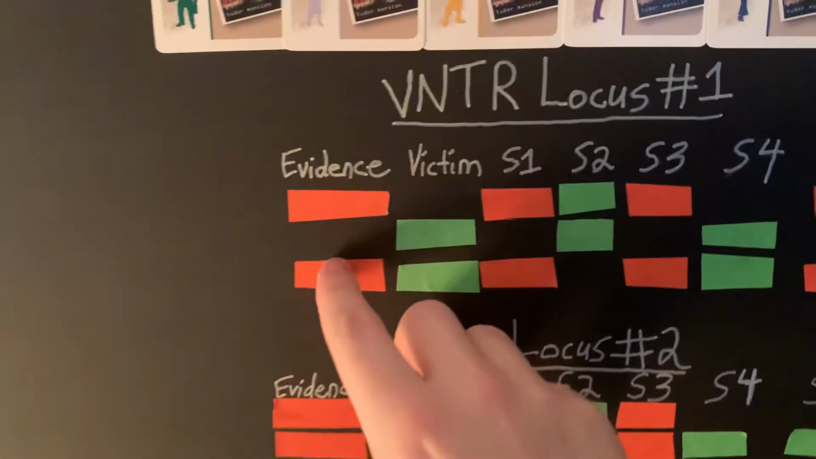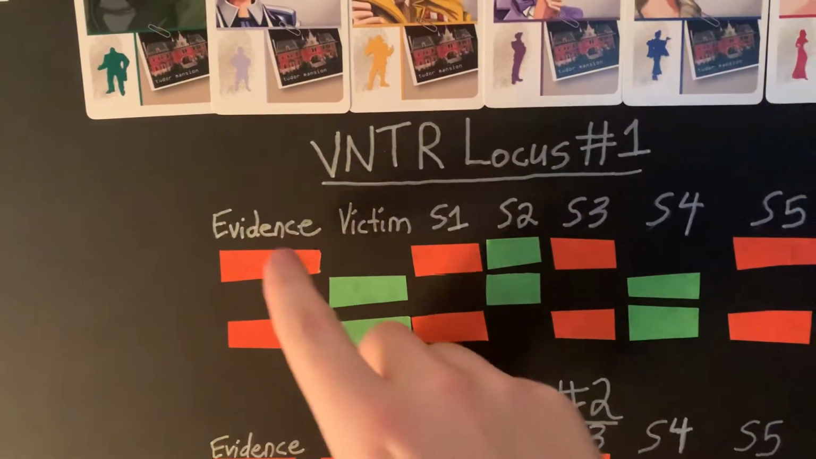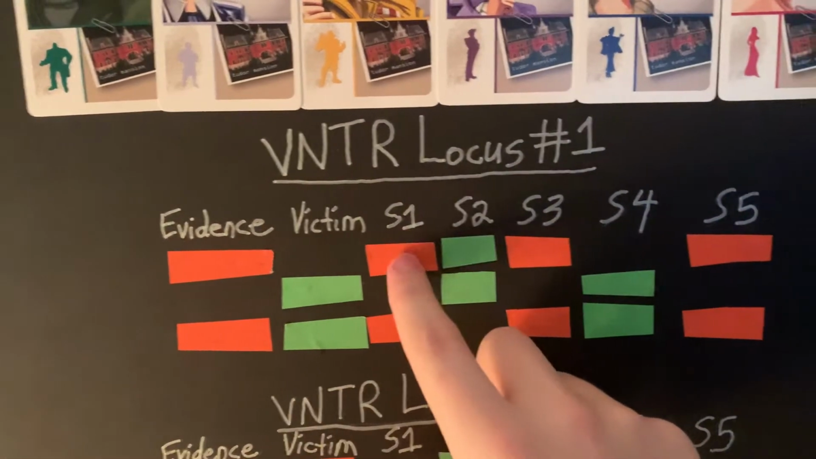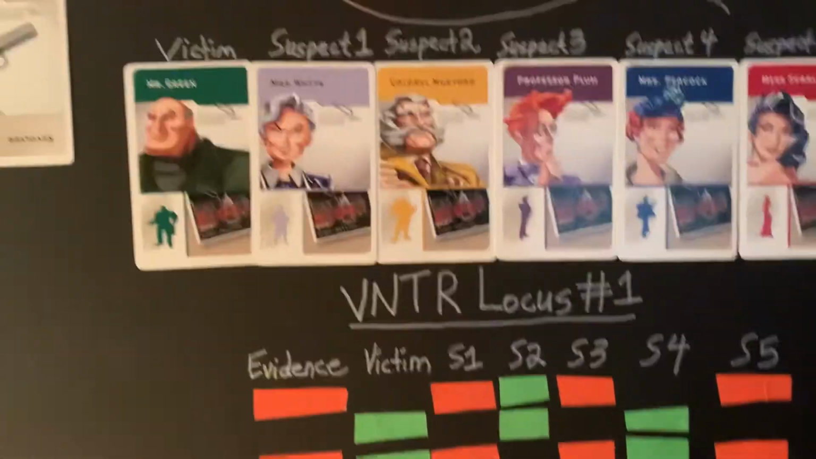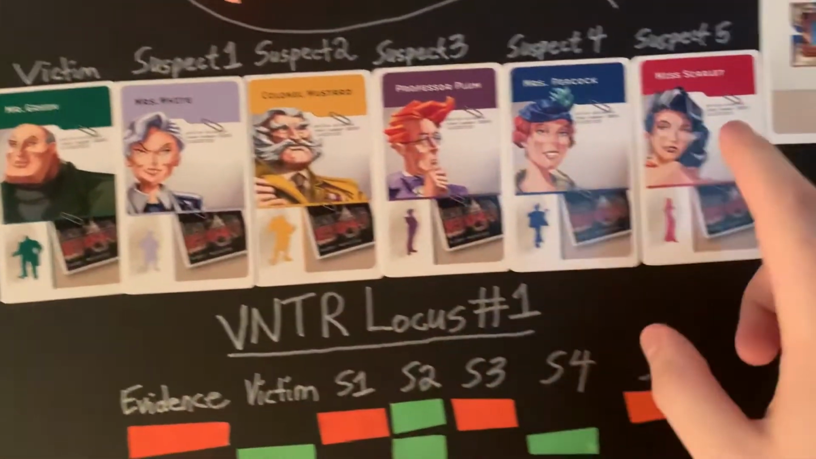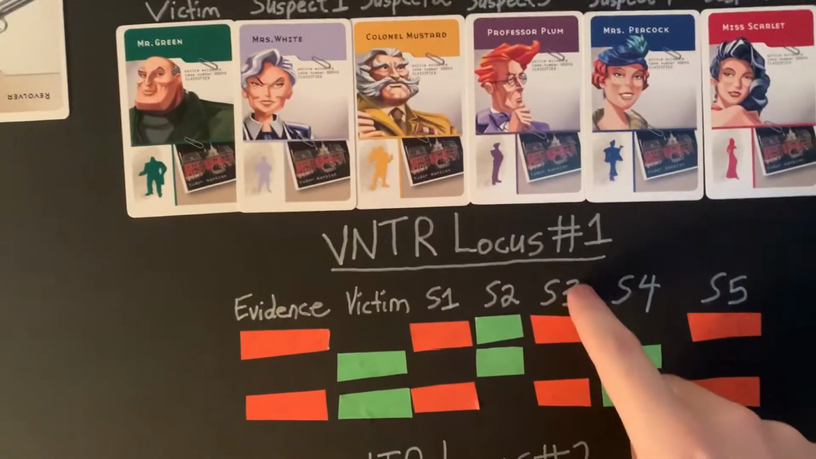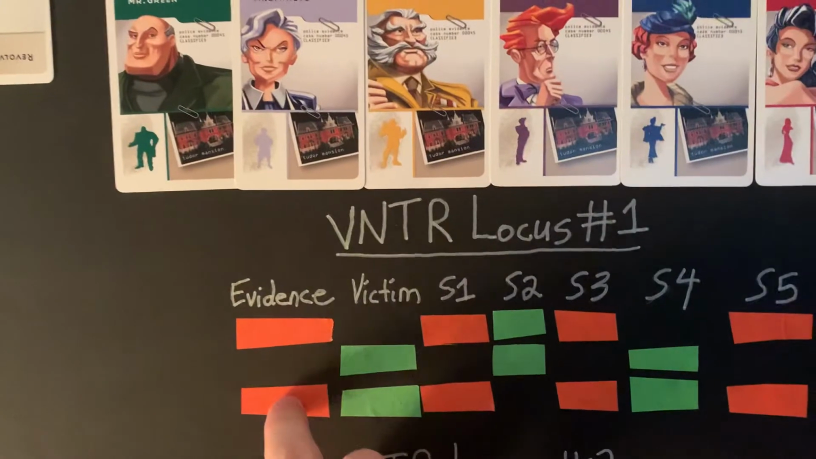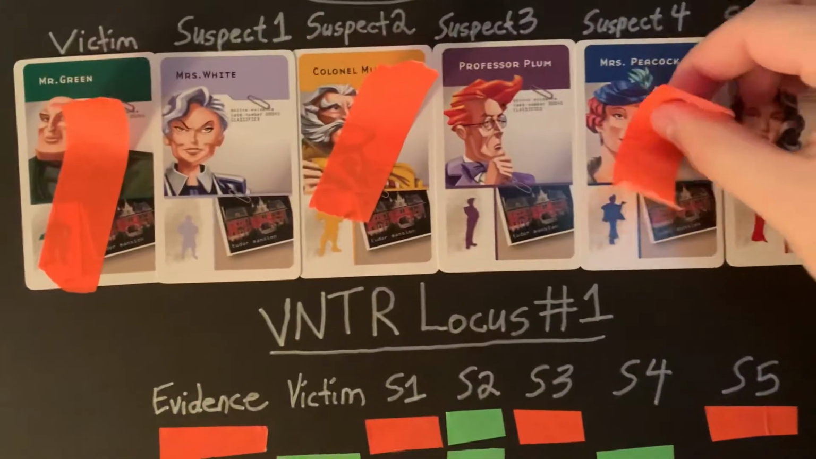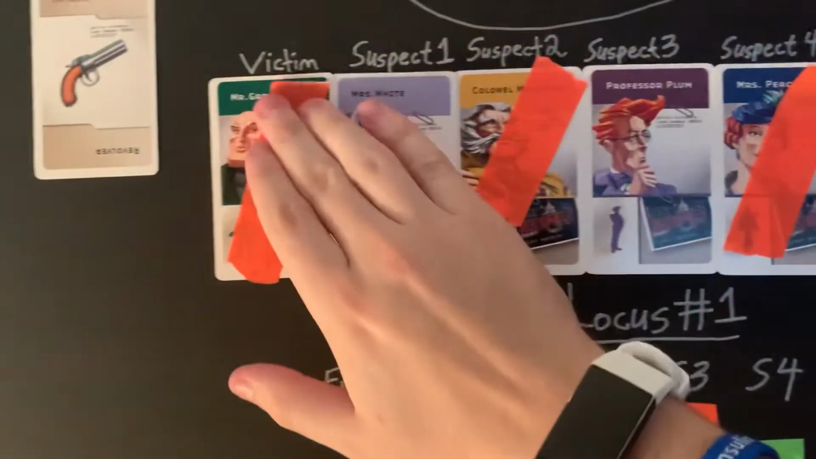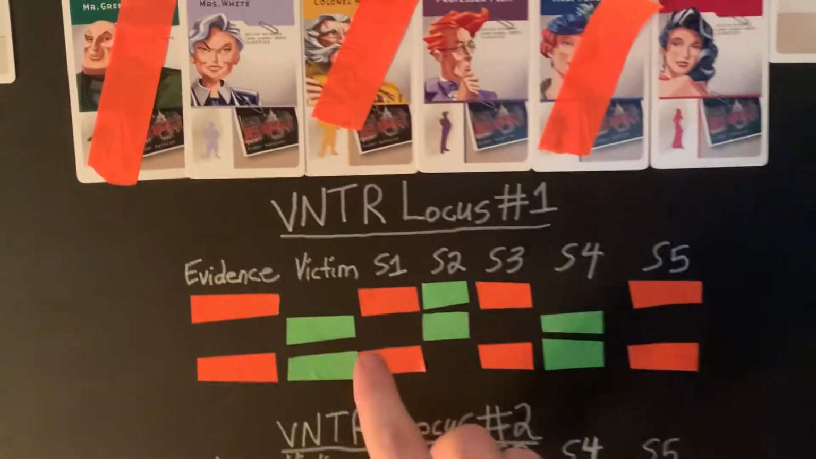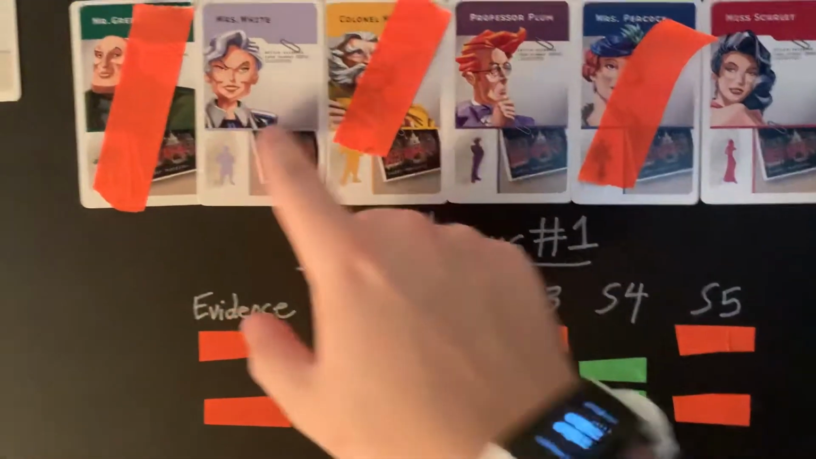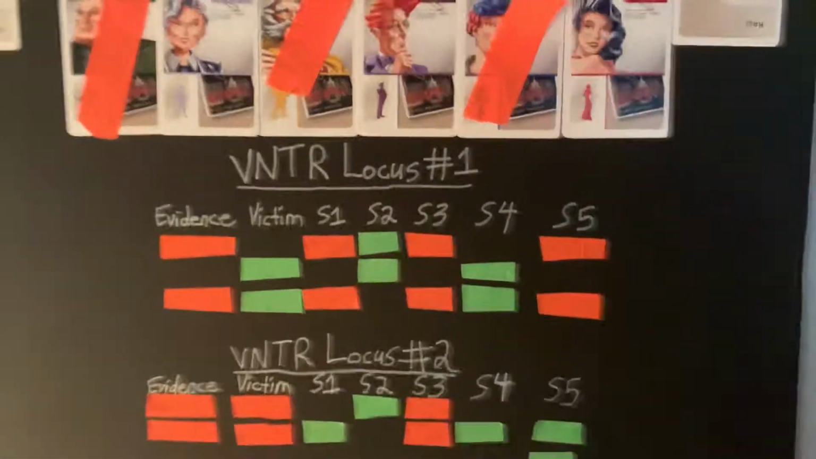Based on the evidence in locus 1, both alleles match exactly with suspects 1, 3, and 5. So Miss White, Professor Plum, and Miss Scarlet are looking suspicious in this locus, whereas the victim, suspect 2, and suspect 4 do not match with the evidence. So we can say that Mr. Green, Colonel Mustard, and Mrs. Peacock are all safe because they do not match with the evidence. This leaves us with Miss White, Professor Plum, and Miss Scarlet, 3 suspects left.